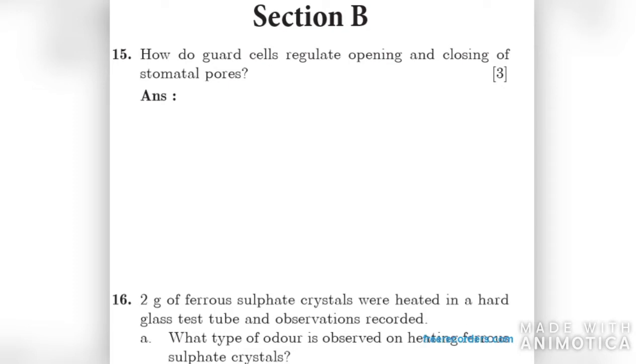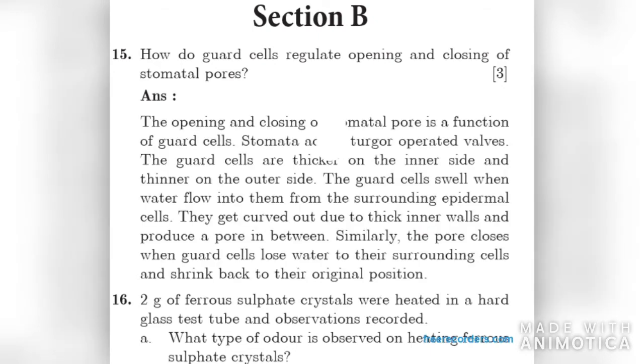So there is a pore in between which can exchange gases, and similarly the pore closes when guard cells lose water to their surrounding cells and shrink back to the original position. So that's how guard cells regulate opening and closing of a stomatal pore. You can write the answer from this para if you want to.